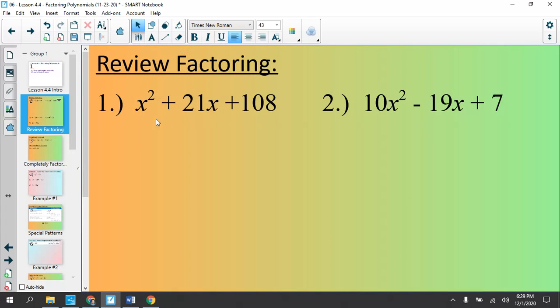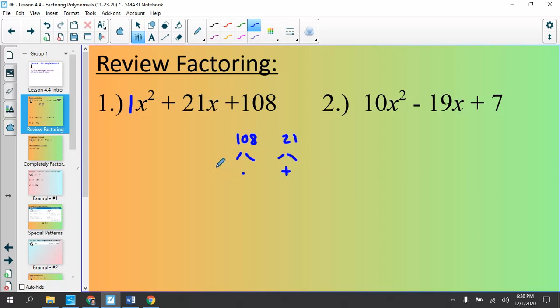First one here. This is what I would call your traditional factoring. We start to look at how many terms we're talking about. I've got 1, 2, 3 terms, and a second degree. My initial thought, especially when there's a 1 in front, is I'm looking for 2 numbers that multiply to 108, this C term here, and that add up to this B term right here.